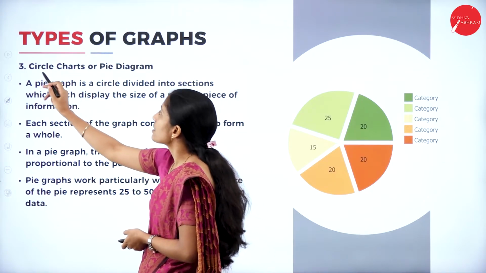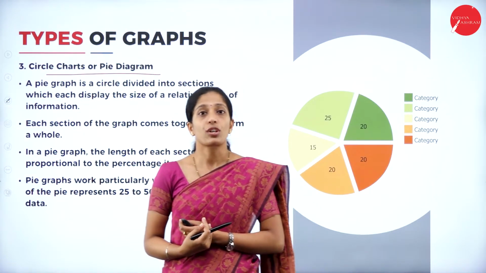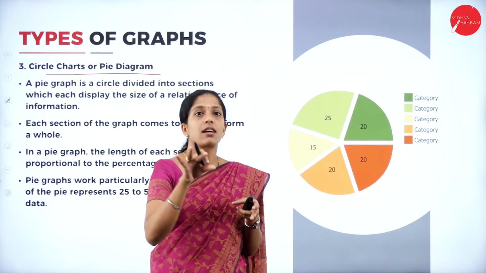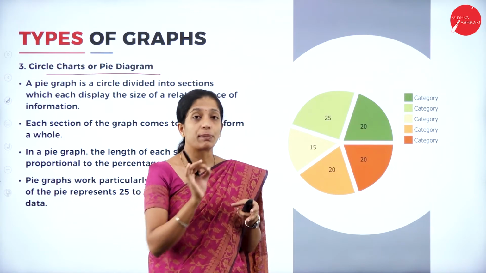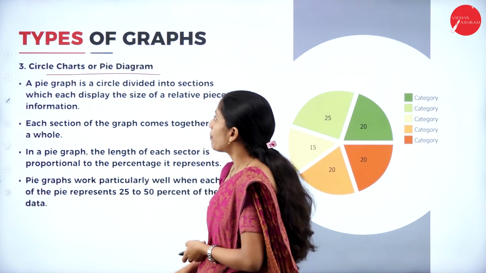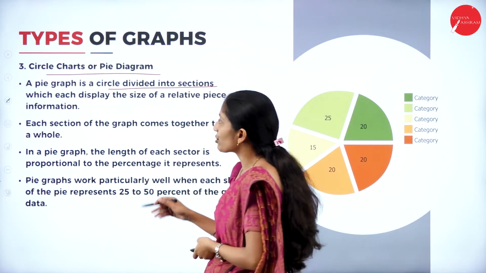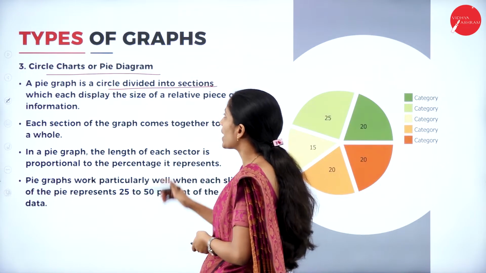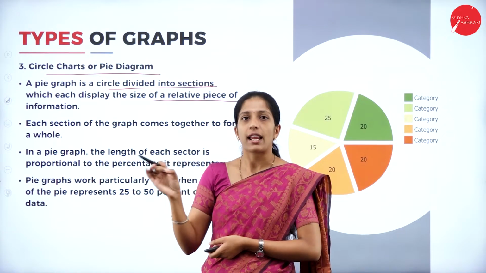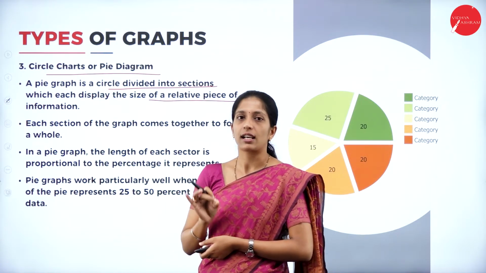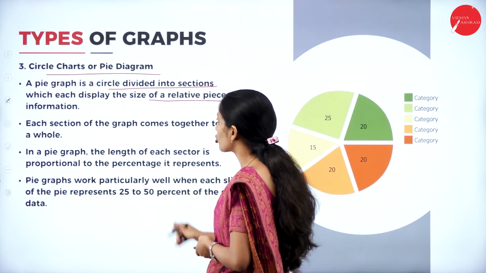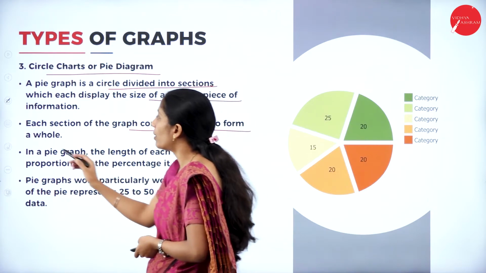Next, the third one is circle charts or pie diagram. You might have seen it. This is known as a pie diagram, which is in a circular shape where everything is divided depending upon the variations of the variables. A pie graph is a circle divided into sections which each display the size of a relative piece of information. Each section of the graph comes together to form a whole.